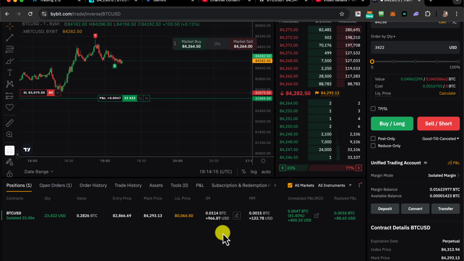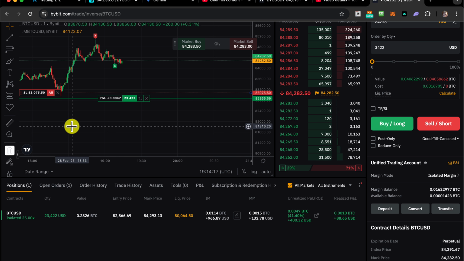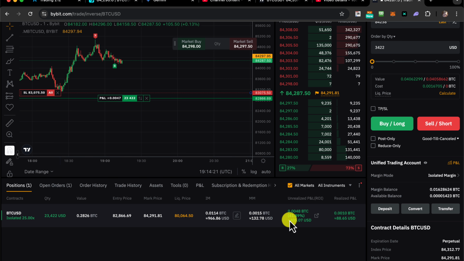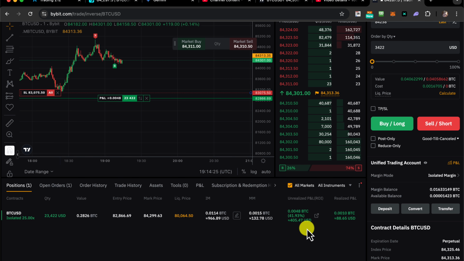Okay, so we just want that to go up now. You can see that because I've slightly ruined the entry a little bit and the price has pulled back, I'm only now 41% in profit. But that is $405, so I'm still quite happy. So let's leave that for a bit and see if it does go up appreciably now that those EMAs have crossed.